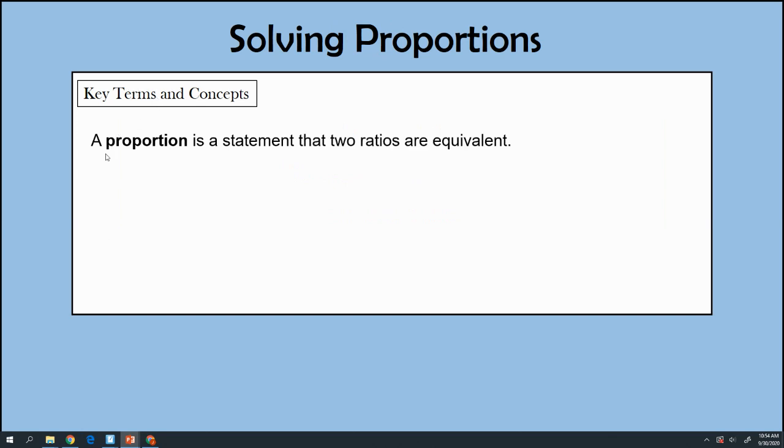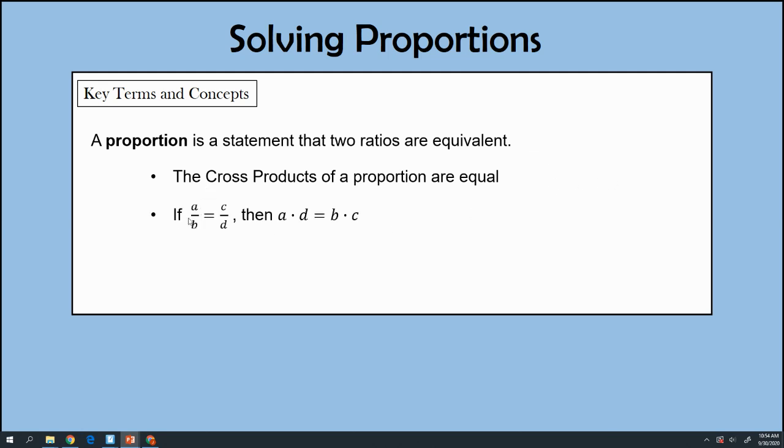First of all, some key terms and concepts. Obviously, the word proportion is new to us, and basically what it's saying is that two ratios are equivalent. Ratios are a comparison of two numbers, and typically we write that comparison as fractions. And what we know about this is that if we truly have a proportion, then the cross products have to be equal.